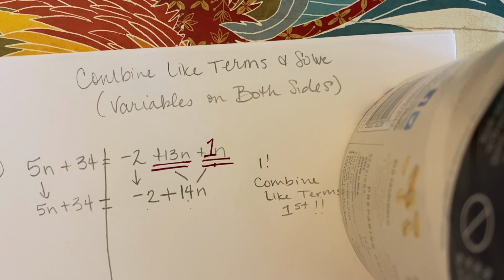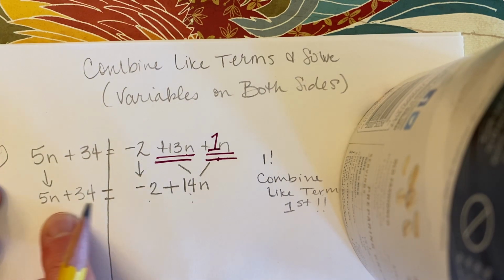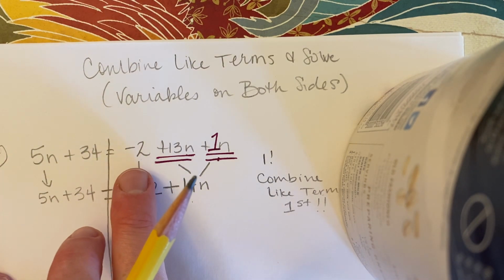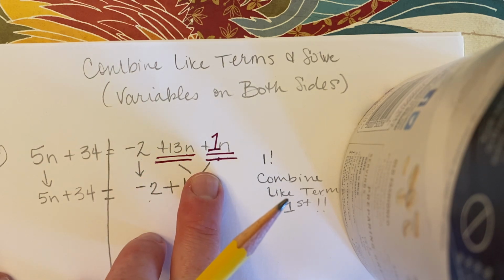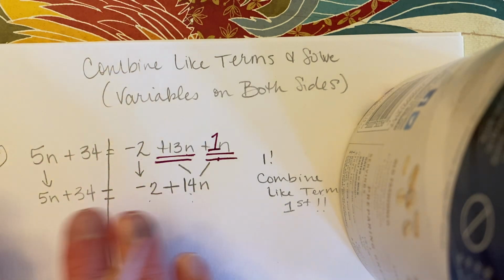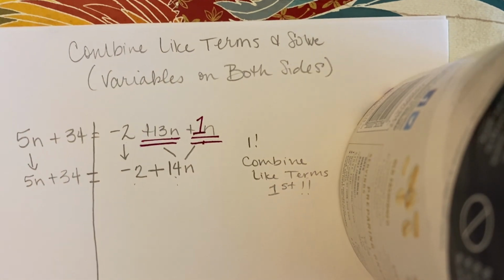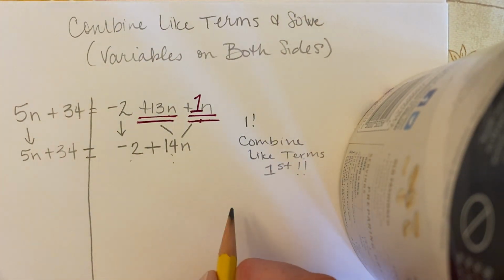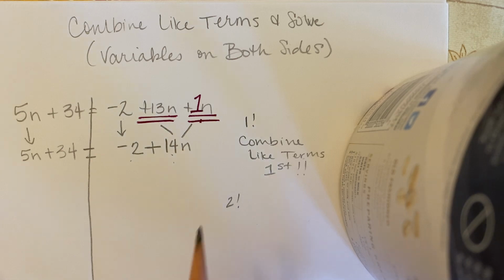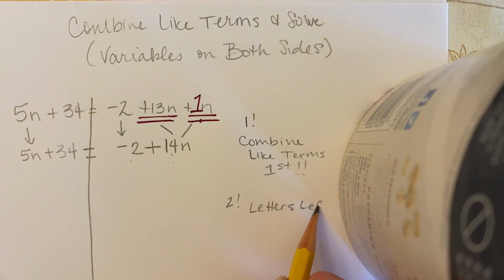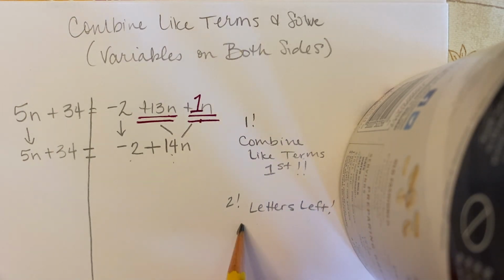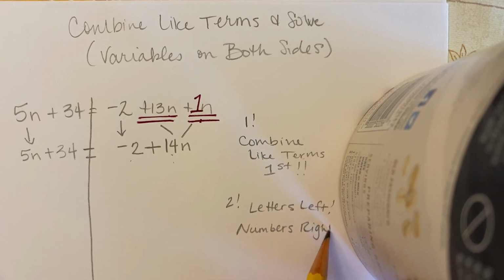Okay, so now all of my like terms have been combined, and I worked with the expression just on the right side of the equal sign. I didn't try to move letters left or numbers right. I was just combining like terms. Okay, so step 2 over here. Step 2 can be letters left, numbers right. Because I see that I have variables on both sides of equals, and we're ready to now move letters left and numbers right.